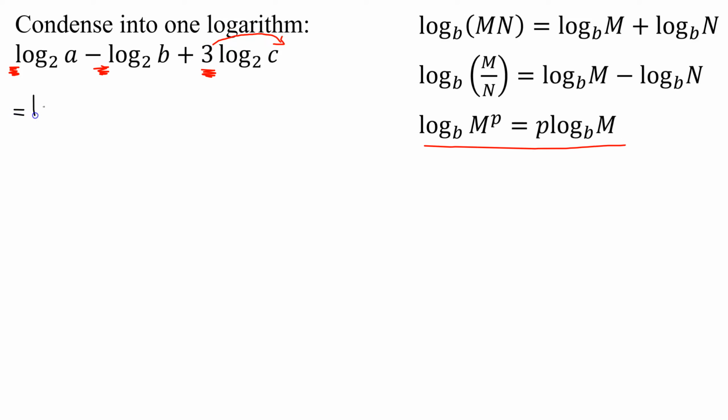So I'm going to have log to the base 2 of a minus log to the base 2 of b plus log to the base 2 of c cubed. So now I have ones or negative ones in front of each of my logs. The bases are the same, so I'm ready to condense them. I could do it in 2 steps, turning this into a quotient and then using the product rule, but I think it's easier just putting it together immediately.